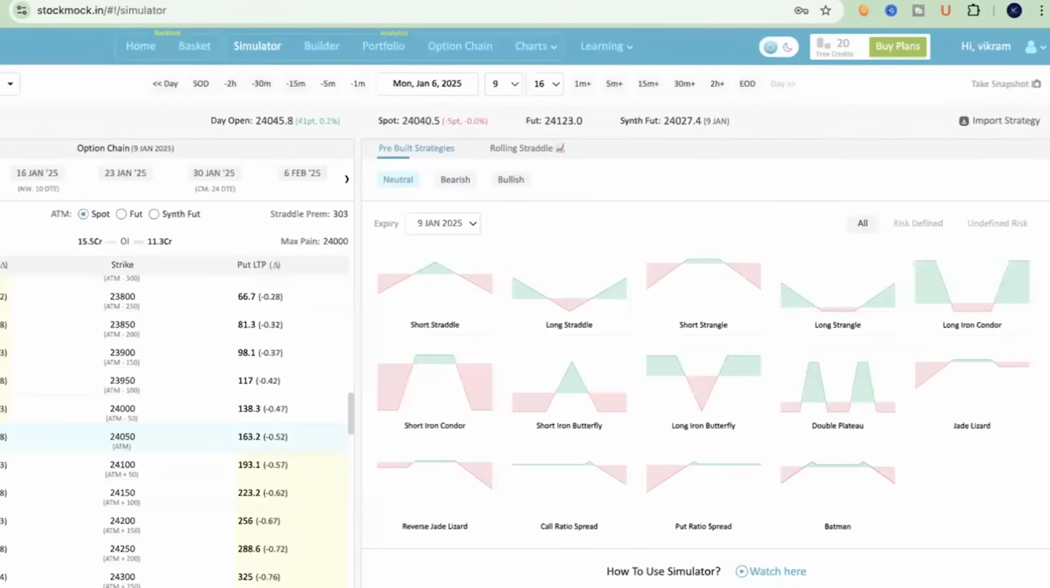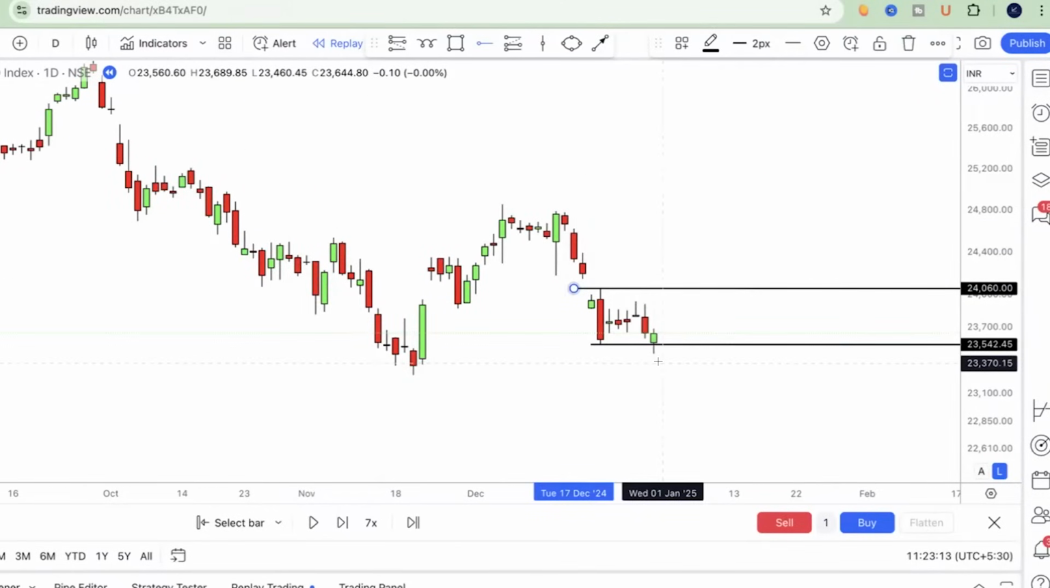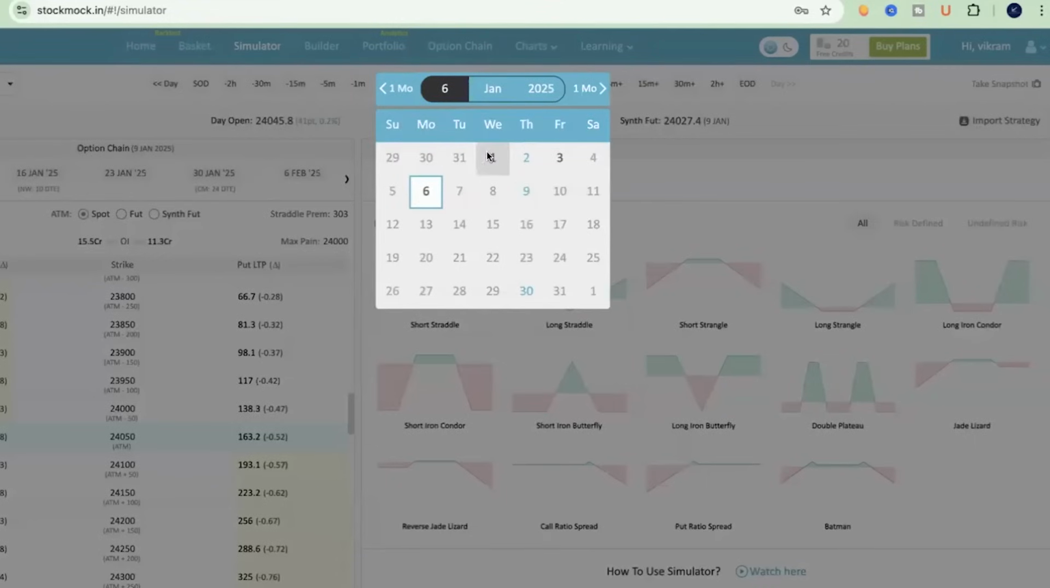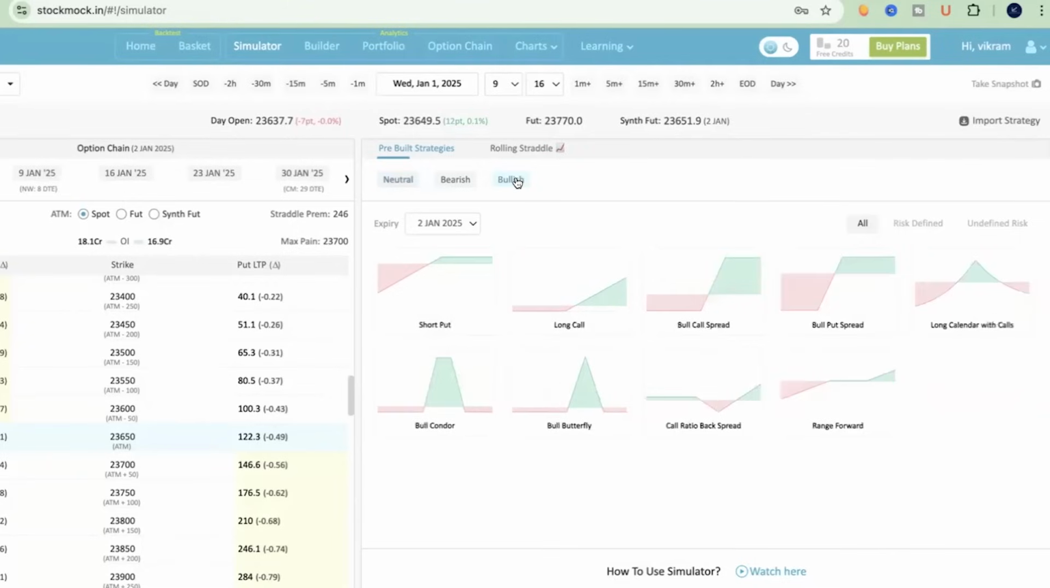Now what you can do is you can go for a software called StockMock. StockMock is one of the best software where you can do the analysis or build the strategy. So here I have kept the simulator for the day which is 1 day to expiry, on which we are going to do the analysis, 1st January, right? So let us change the simulator to 1 day to expiry, and I put 9:16, 1 minute after the market opens. What is our analysis? Our analysis is bullish, right? We expect Nifty to go up. So what do we have to go for? We have to go for a bull put spread, not the bull call spread.